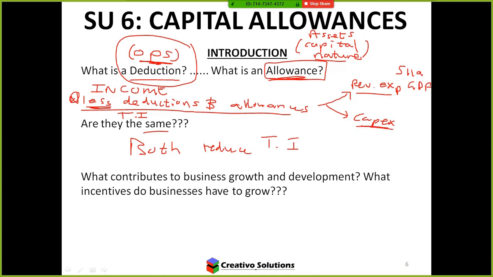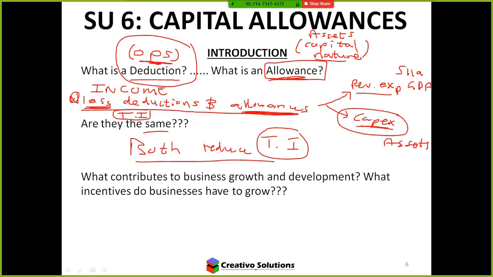So what does SARS allow you to do? Well, they'll say you can claim an allowance. In other words, a portion of the capital expenditure can be written off as a deduction, in inverted commas, against your income when determining your taxable income. So both reduce taxable income. They're similar, but they're different because the one relates to operations and the other relates to capital expenditure or assets.